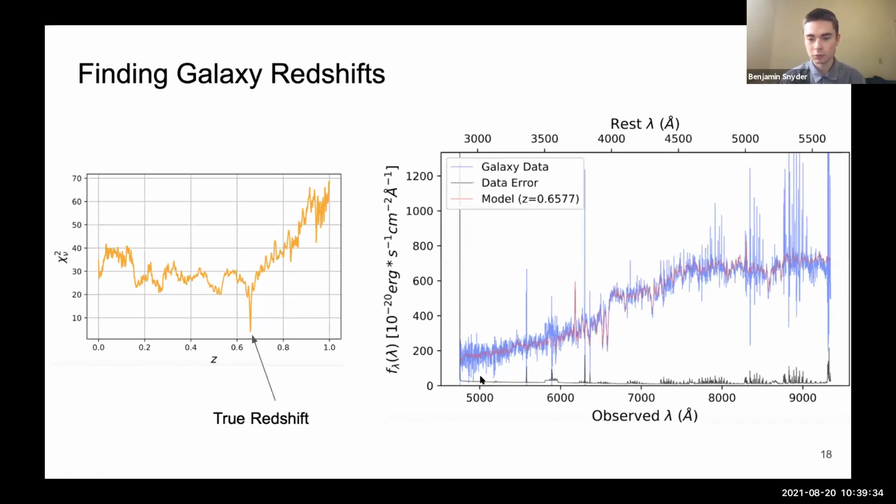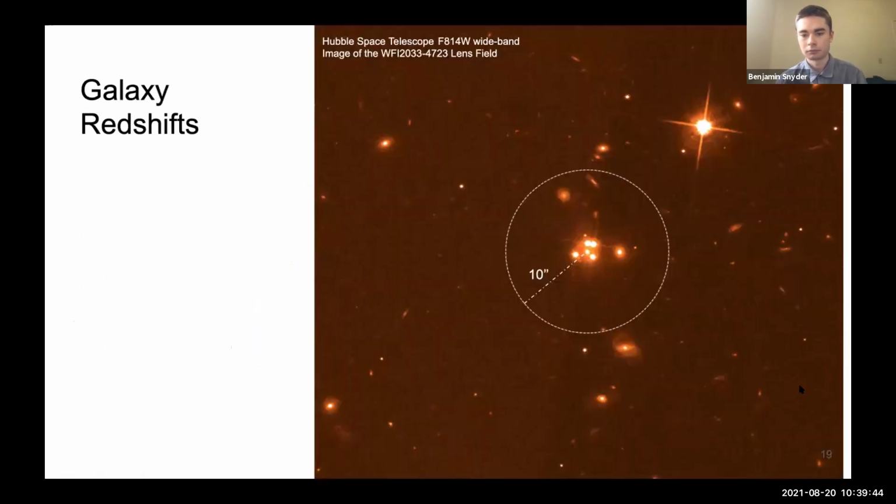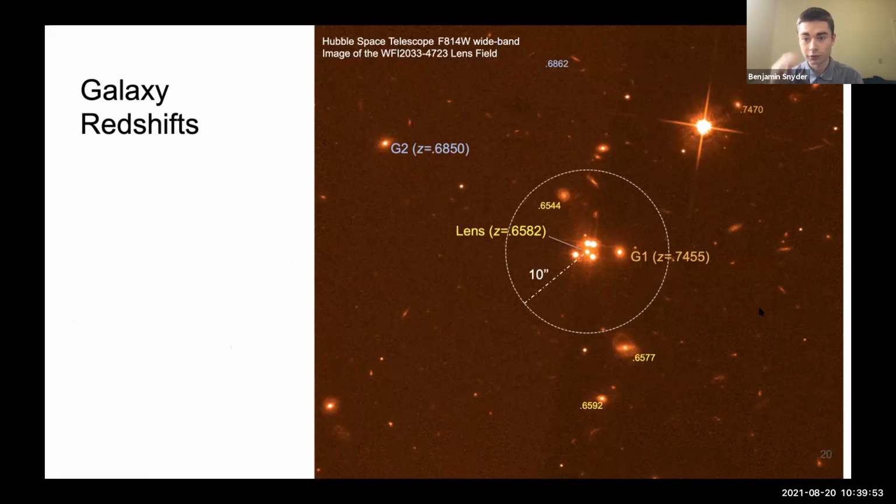So as you can see, when we plot the best model, it fits this spectrum quite nicely, apart from some of these skylines, which we have masked out. Okay, so when we do that, what do we find? This is our field once again. We did this for 9 galaxies in this field, and these are the redshifts that we came up with. You can see these are color-coded by group.